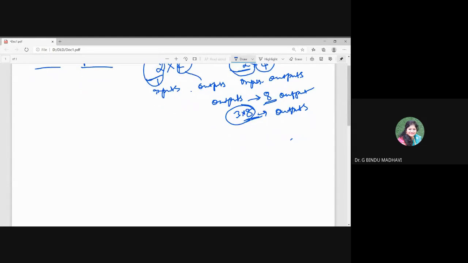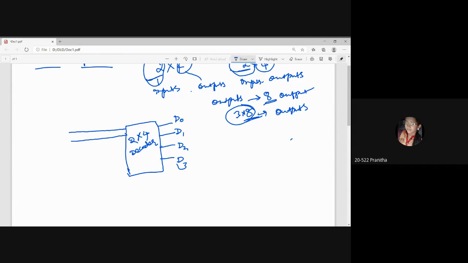So first, I am drawing one 2 by 4 decoder. For this 2 by 4 decoder, how many outputs are there? 1 2 3 4. What are the outputs? D0, D1, D2, D3. How many inputs will be there? A0, A1. And is there any other input for a 2 by 4 decoder?